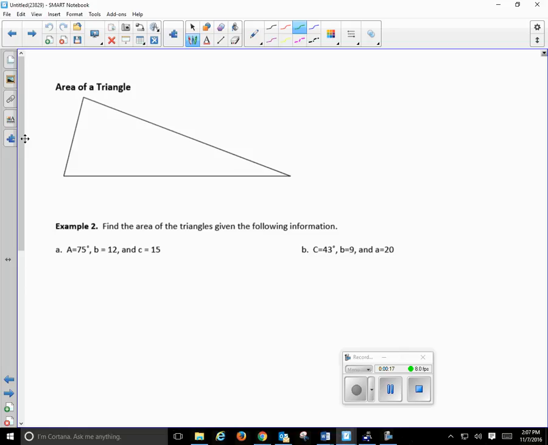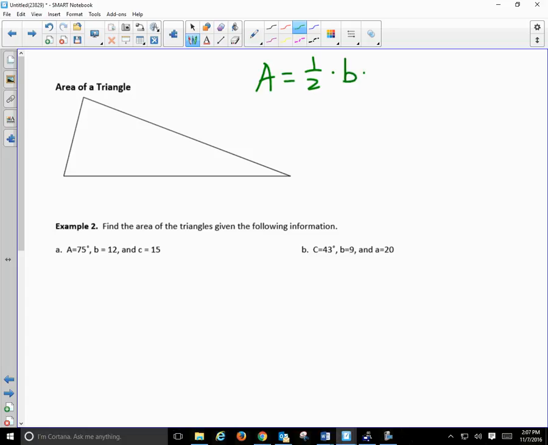Does anybody remember the formula to find the area of a triangle? Area is equal to what? 1/2 times the base times the height. And it's that way because the area of a rectangle is base times height, but a triangle is just half of that rectangle, right? So it's no big deal.